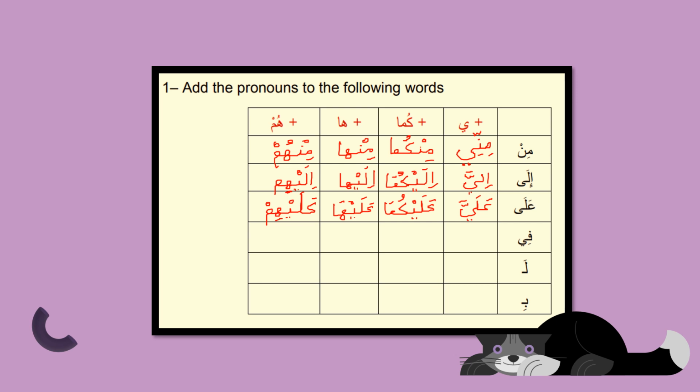Fi. Now fi with the ya mutakallim, there is a slight difference: fiyya, shadda and fatha. Fi kuma, now it remains the same. Fiha. And fihim.